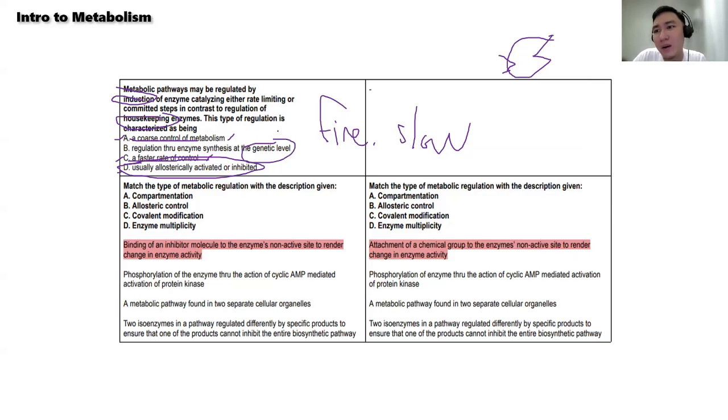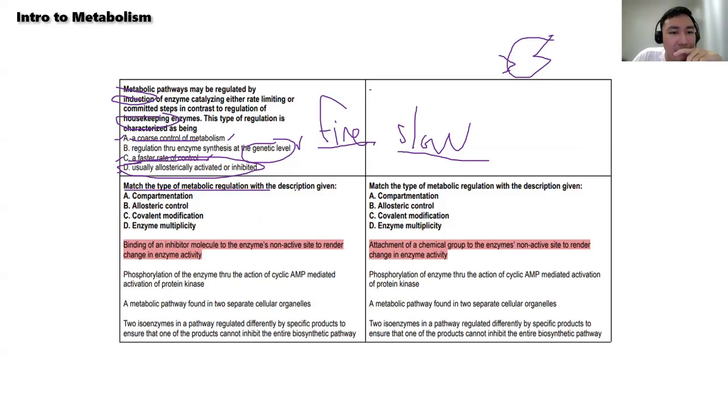And marami ka pang kailangan gawin dyan, transcription, translation, and it's a fine and slow process. So marami pang signals na kailangan gawin dun in order to have changes at the genetic level for you to induce the production of your enzymes. Okay, so the answer here is letter B. The regulation of enzyme synthesis at the genetic level, which is fine and slow, okay? And that will cause the induction or repression of your enzyme activity.